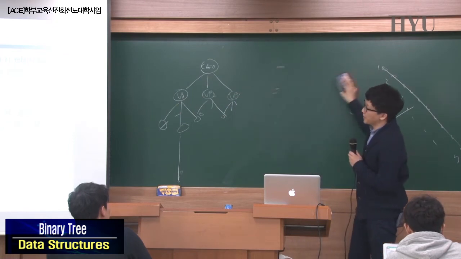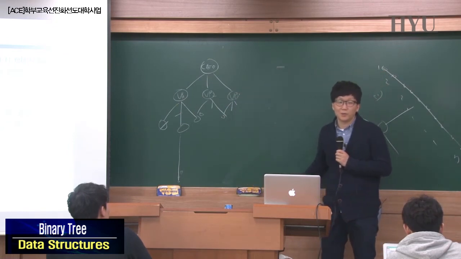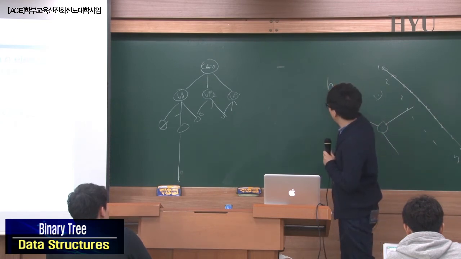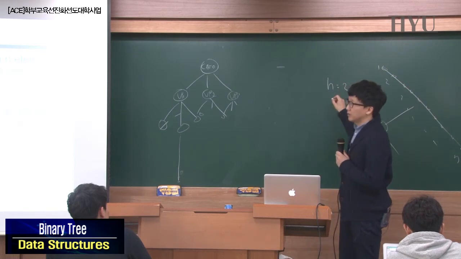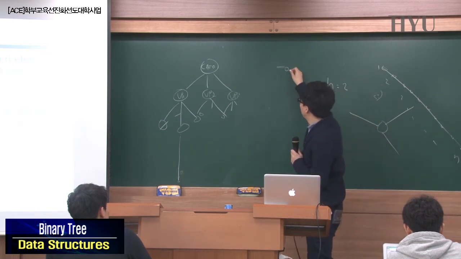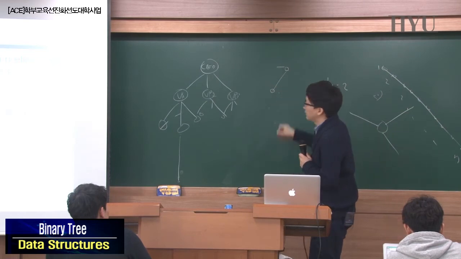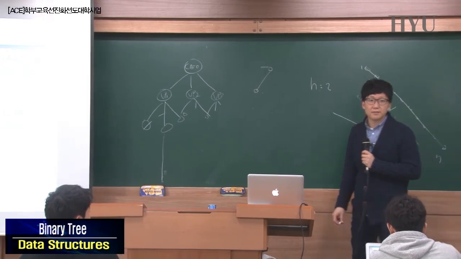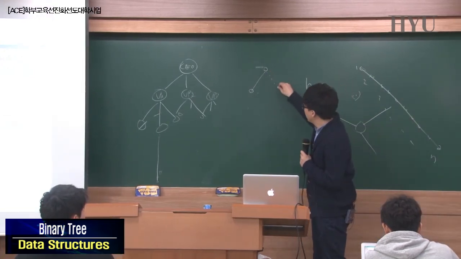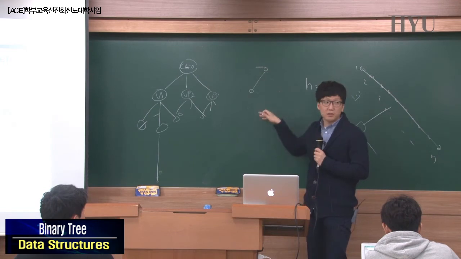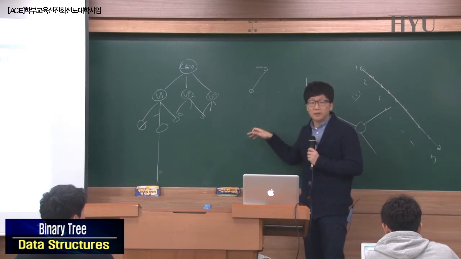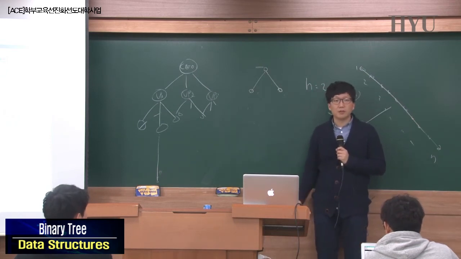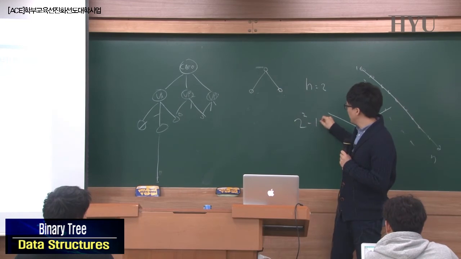Well, let's draw case by case. If you can cover all the cases, then okay. It says a tree with height h. Let's say the height is 2. At least 2 elements, right? Without this one, I still achieve a height of 2. At most, 2 to the 2 minus 1, which is 3.